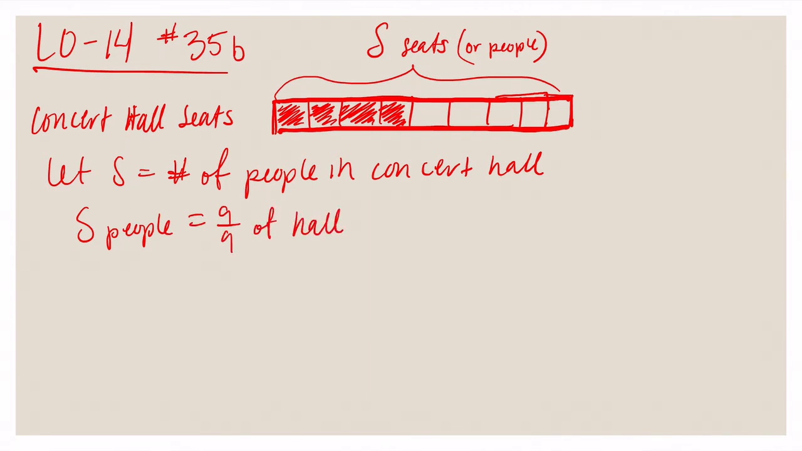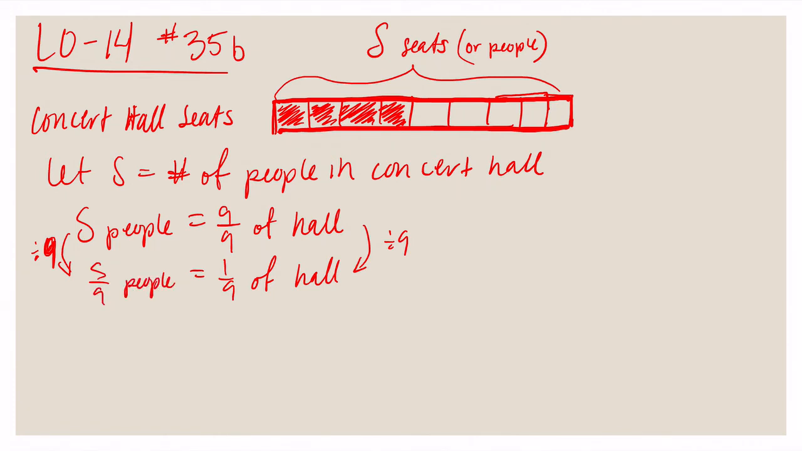Okay. Now, when 4/9 are filled, then how many people is that? We need to break our 9/9 down into 4/9. So in order to do that, we have to go from 9/9 down to 1/9, the unit fraction, then build up to 4/9. Okay. So if we want to go down to 1/9, we're going to divide by 9. So if we divide by 9 over here, we'll get S over 9 people.